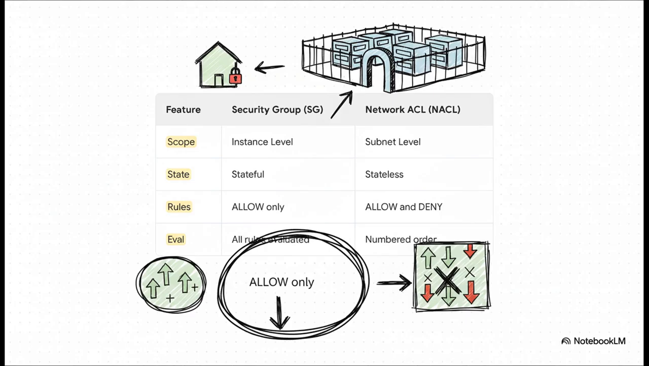Now, let's translate that analogy into the tech specs, because this is where it gets really interesting. Look at the scope. The bodyguard is at the instance level, right? Personal. The gatekeeper's at the subnet level, the whole neighborhood. And check out the rule types. The bodyguard only has an allow list, a guest list. But the gatekeeper can explicitly deny someone. It can say, nope, you're not welcome here. But the most important row on this whole chart, the real game changer, is state. And we're going to tackle that right now.